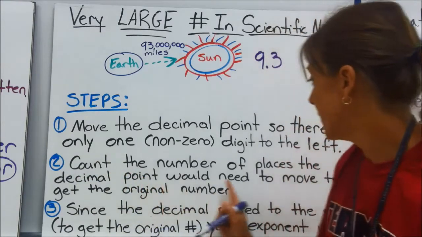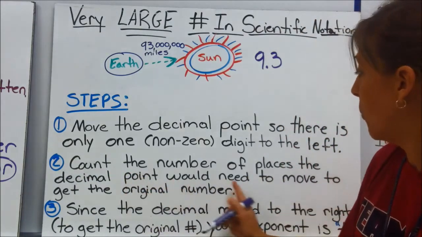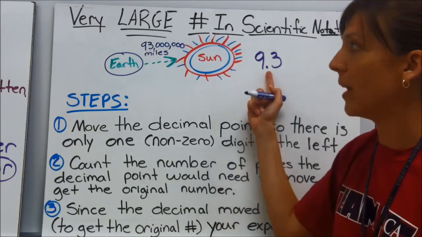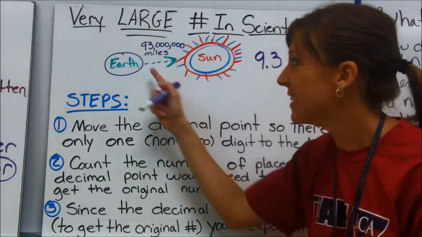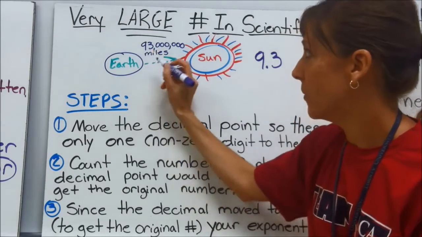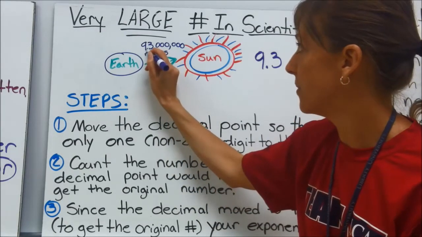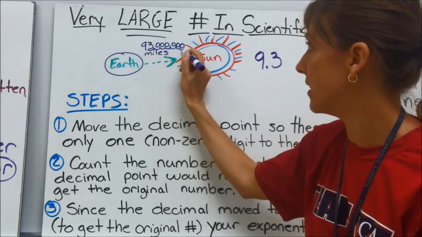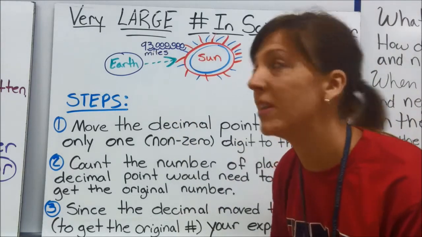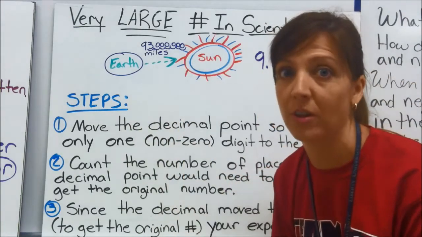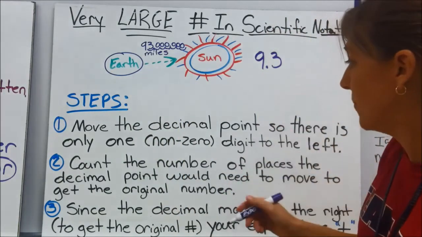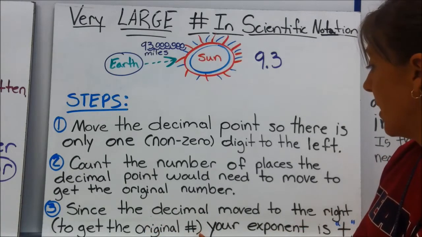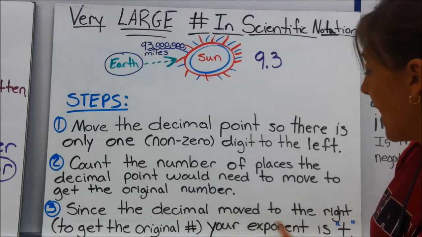Count the number of places the decimal point would need to move to get to the original number. Well, how far would I have to move this decimal point to get that number right there? Let's check it out. 1, 2, 3, 4, 5, 6, 7. I'd have to move it 7 places to get back to the original number. So, since the decimal moved to the right to get the original number, I'm going to write my exponent as a positive.